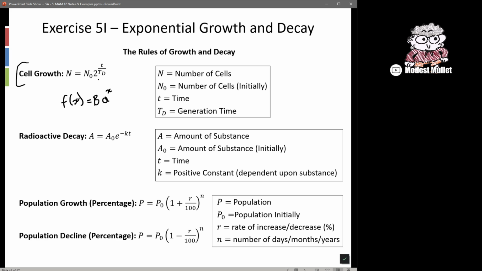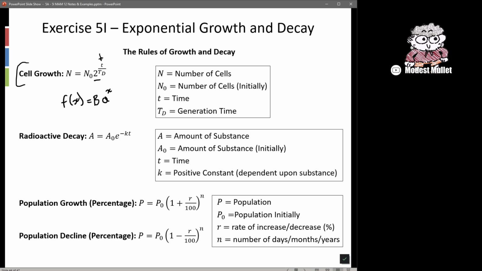For cell growth, I guess you could think of it, we have a base 2, because for cells, we have an integer amount of cells. We can't have 1.5 cells. We have 1, it divides, we have 2. Those divide, we have 4. So that's why that exponential base 2 comes into it.